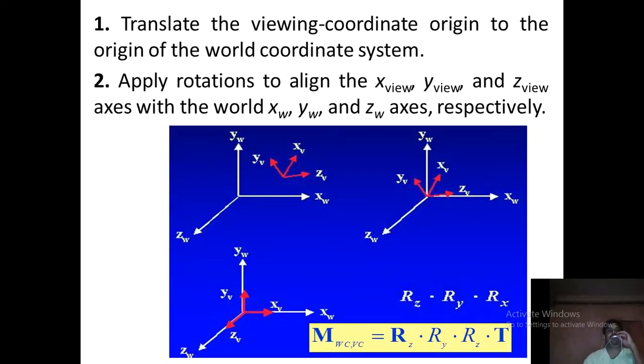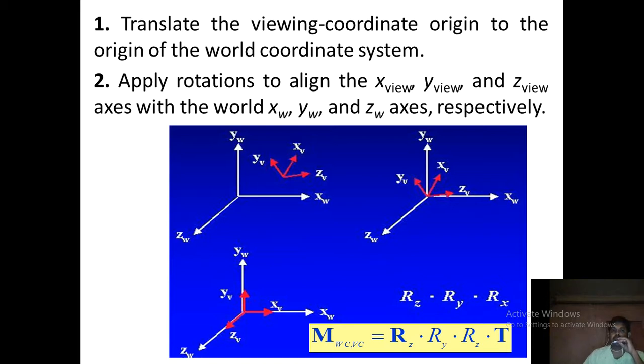How will we do it? The first step is to translate the viewing coordinate origin to the origin of the world coordinate system. Whatever P we derived in the last video, that is the camera position, we have to translate in such a way that it aligns with the world coordinate origin. That P naught must align with the world coordinate origin, right?